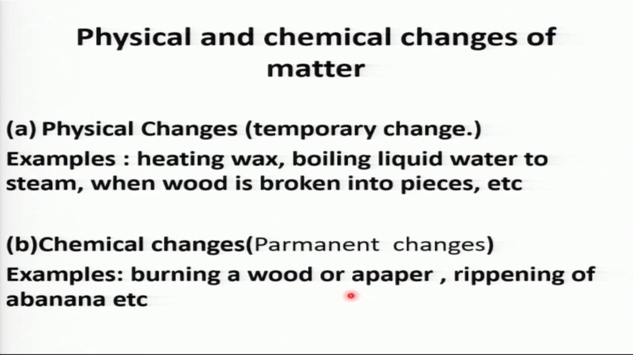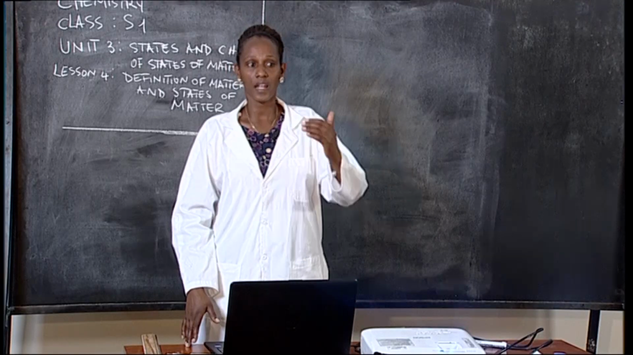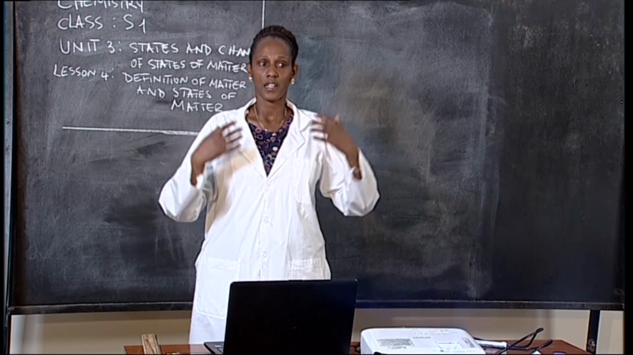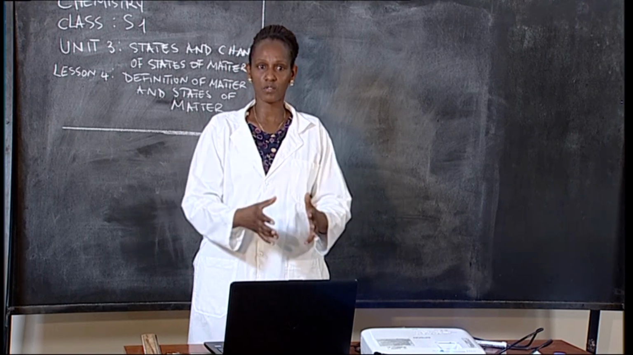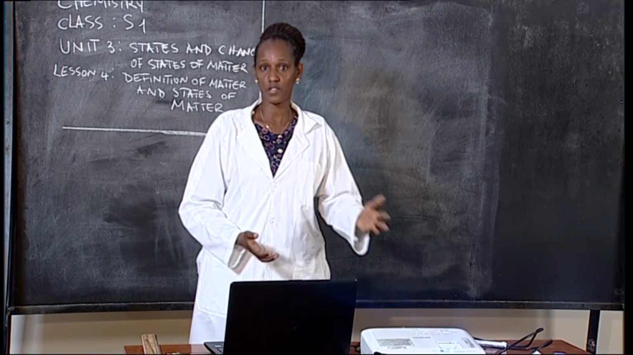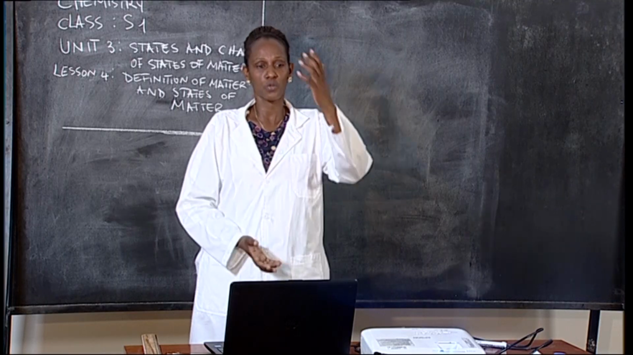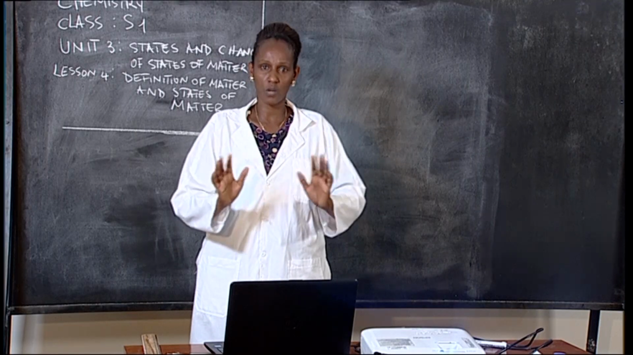Ripening of a banana. You get a banana, then you keep it for some days, it ripens. So whichever way you want, it won't go back to become the green banana. So that is a permanent change. So that is an example of a chemical change. So chemical changes are permanent changes, whereas physical changes are temporary changes. When you want that thing that you have changed to go back to its original, you can do it for the physical change. But for the chemical change, however much you want it to go back to its original state, it won't go back.